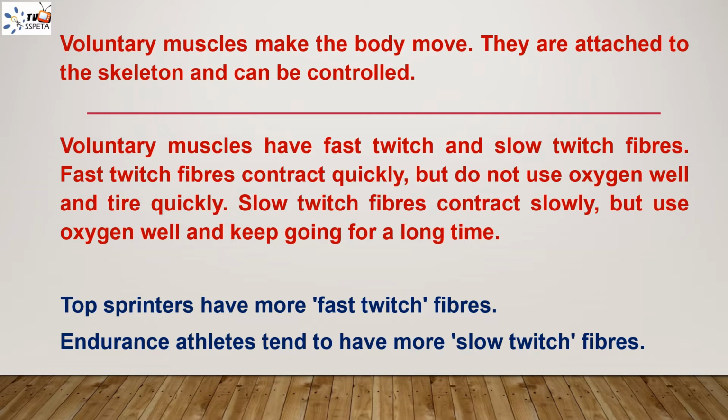So if we look at these two types of muscle fibers, we'll see that top sprinters have more fast twitch fibers, because they have to do very quick movements, and these fibers can contract very quickly. On the other hand, we have endurance athletes, for example the marathon runners and the cross-country runners, and these athletes tend to have more slow twitch fibers.